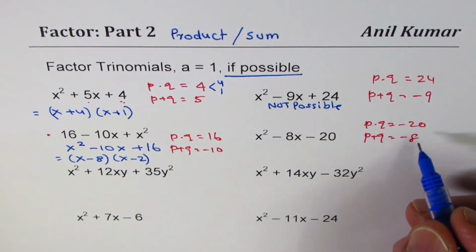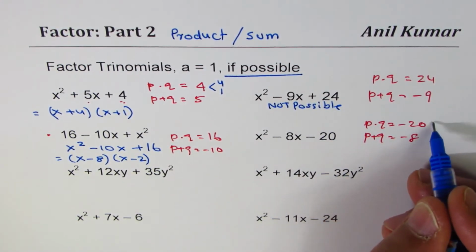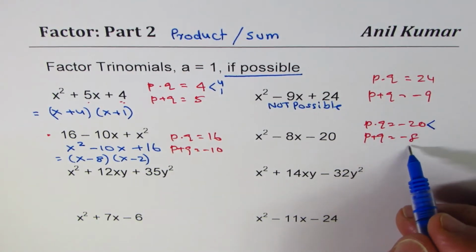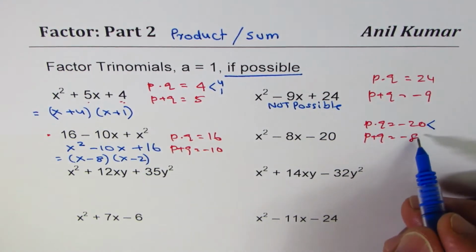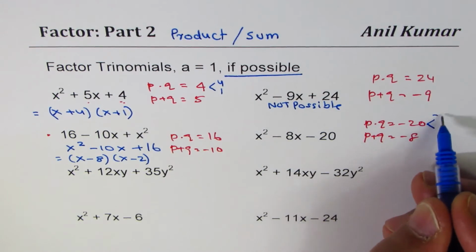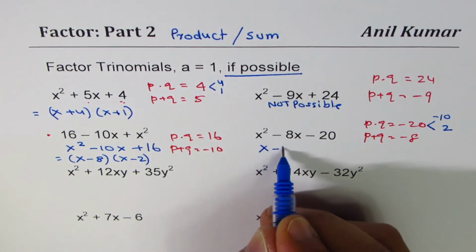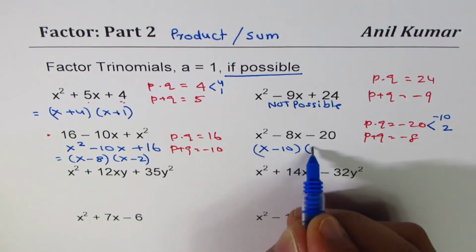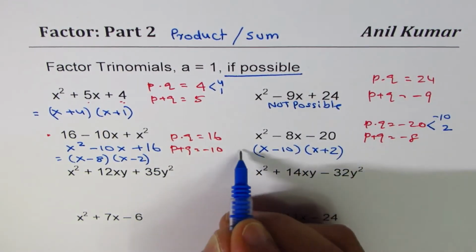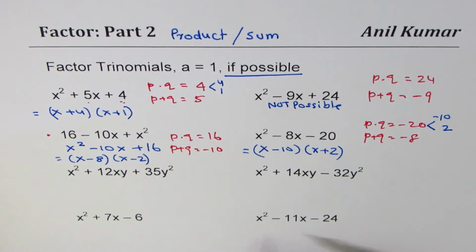Next one, we're looking for a product of minus 20 and a sum of minus 8. So minus 8 is the sum. So two numbers with different signs, correct? So 10 and 2 can work. The bigger one should be negative. So it's minus 10 and plus 2. So we could write this as (x - 10)(x + 2), right? So that is how it should be done.